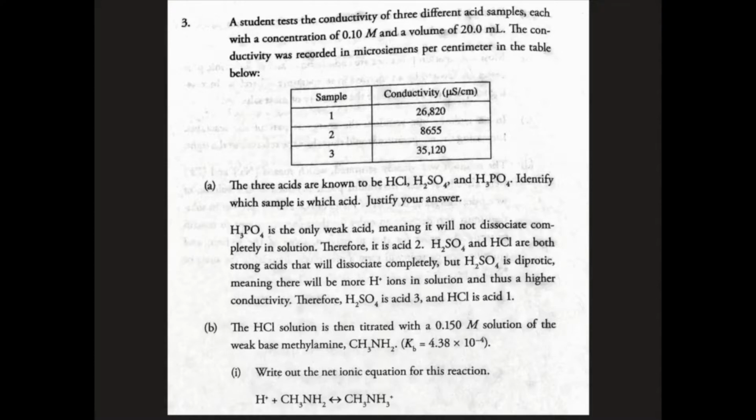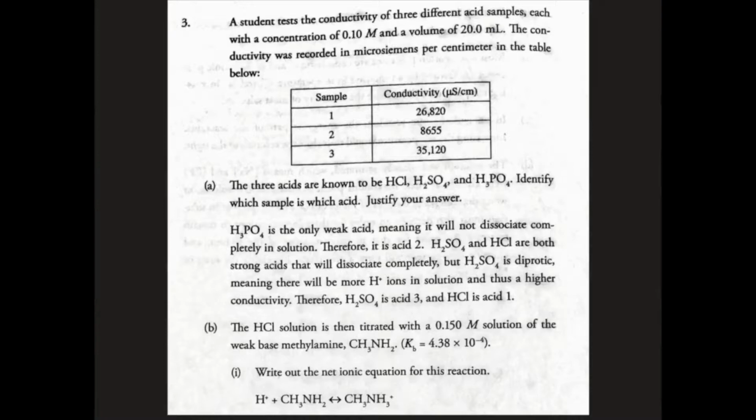In 3, it says a student tests the conductivity of 3 different acid samples, each with a concentration of 0.1 molar and a volume of 20 mL. The conductivity was recorded below. So what exactly does that tell us? Well, a new concept for you to know: the more ions you have in solution, the more conductive your solution is, the better it is at conducting electricity. So if you look at this, between sample 1, 2, and 3, 3 is going to have the most ions.